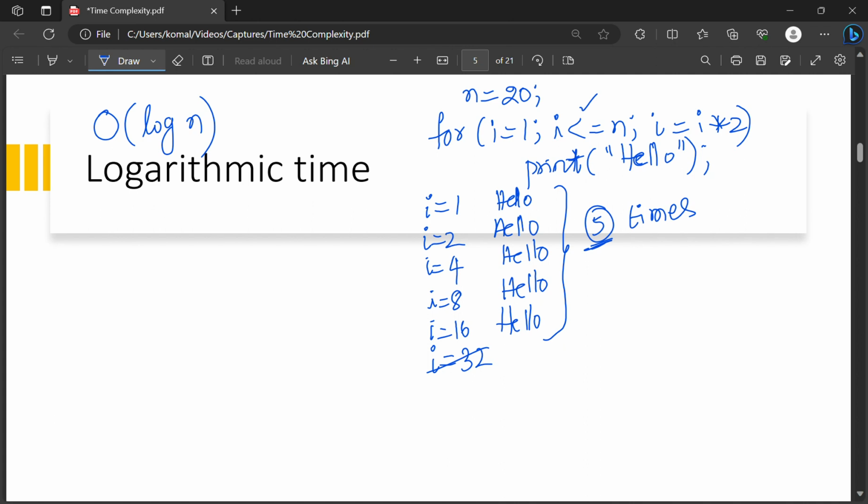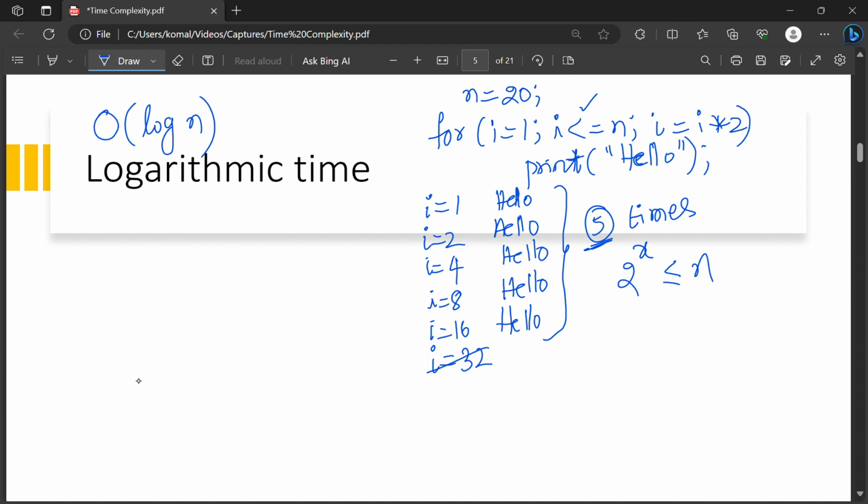How to measure this value 5? This can be done in a simple manner. How we got this 5? Let us work out like this. I need to find how many number of times this loop is getting executed. Let us call that as x. So 2 power x less than or equal to n. The logic here is when 2 power x is less than or equal to n, it is getting printed.